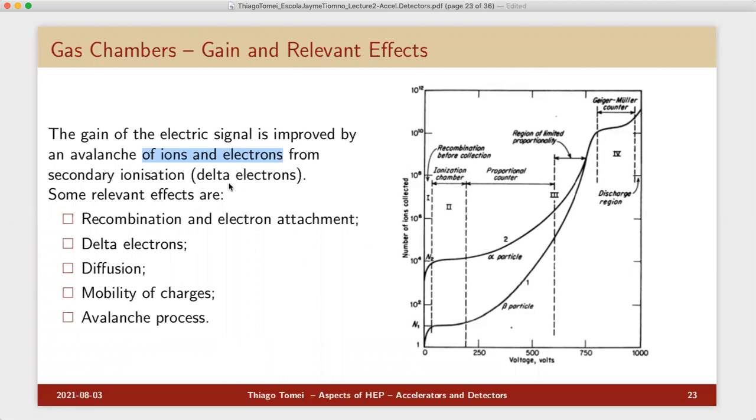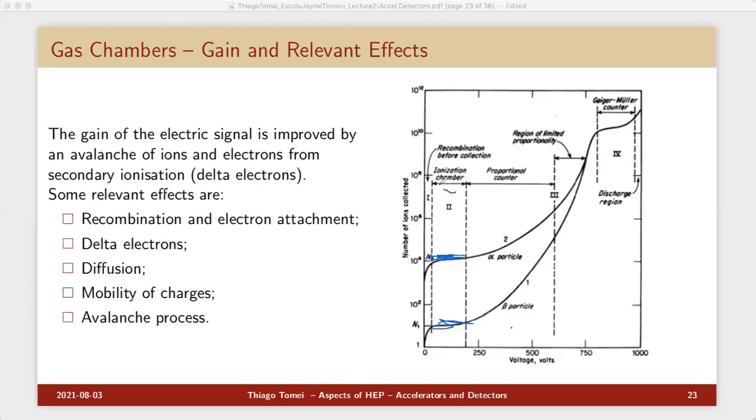These are the so-called delta electrons, secondary ionization electrons. And then what can happen is that the ions and the electrons can recombine. At low voltage, this happens a lot, so you don't collect many ions. Then at some level, you have a more or less constant number of ions collected.